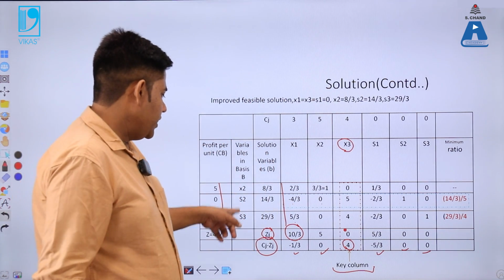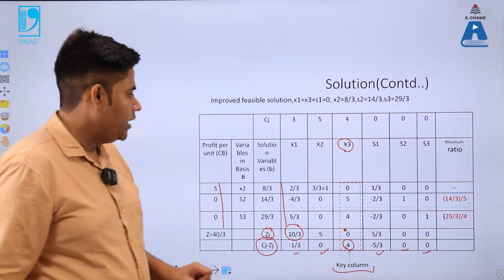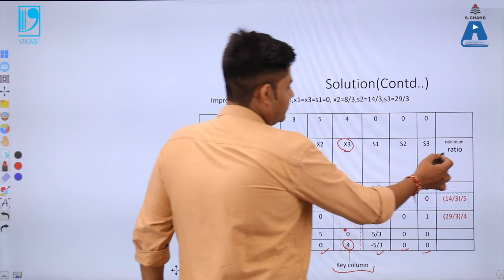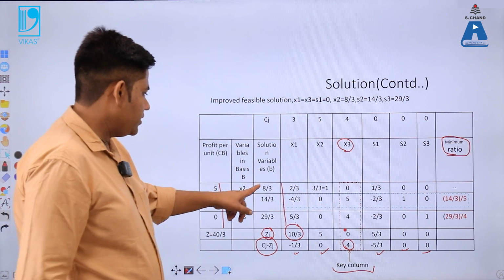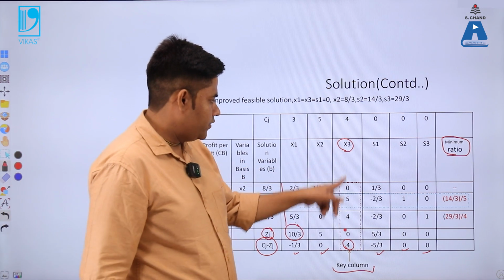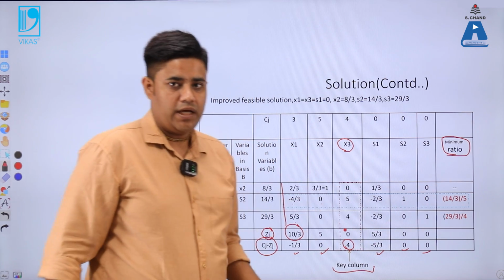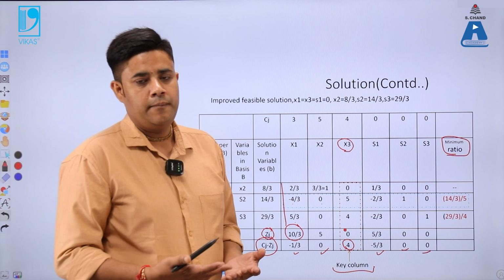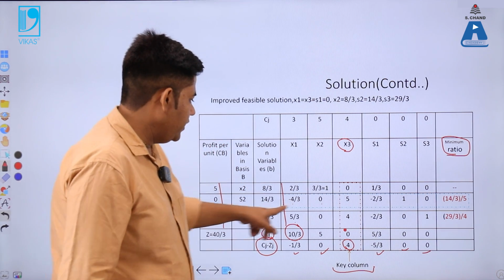So how can I check whether S2 would be removed, S3 would be removed or S1 would be removed? That can be checked by getting the minimum ratio. What is that minimum ratio? Minimum ratio is the ratio of solution and X3 column, which is the key column. So 8 by 3 divided by 0 is infinity. We need to keep it blank because we don't use infinities and the negative terms. Then we have 14 by 3 divided by 5.